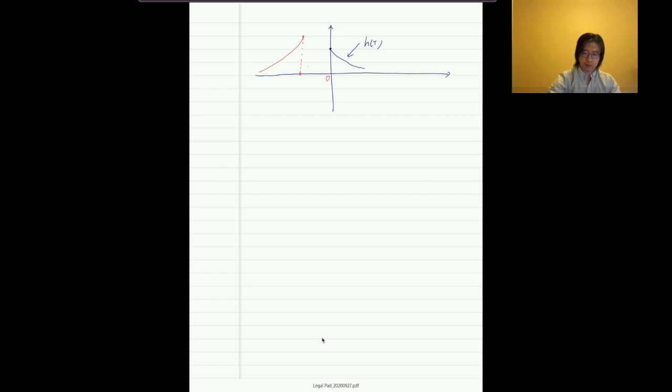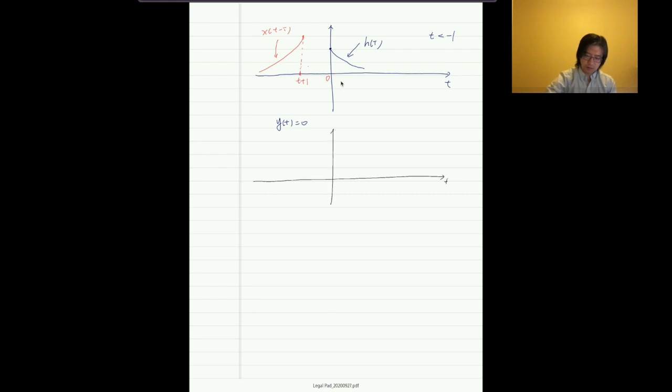Therefore, in this case, we can represent this point by t plus 1, and this is our x of t minus tau. And in this case, this corresponds to the case where t plus 1 is less than 0, right? So that means t is less than negative 1. So in this case, y of t is basically 0, right? Because this guy and this guy do not overlap.